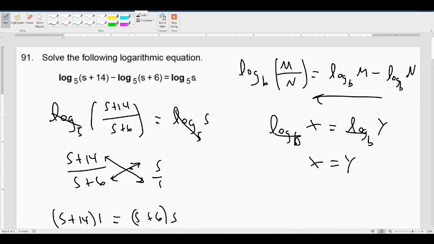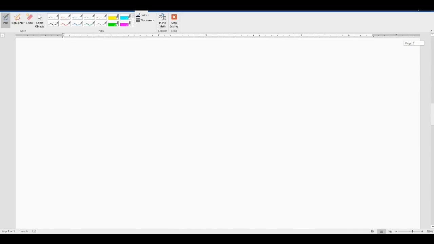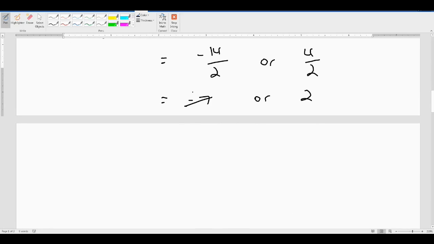Since I have log of negative 7, I can't take the log of a negative number. The 2 was fine because it's positive and I don't have negatives anywhere when I substitute in. But I do get logs of negative numbers when I use the negative 7. So my only answer is s equals 2.